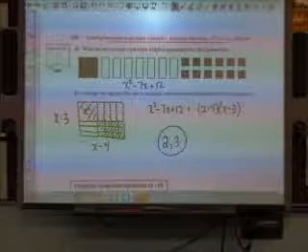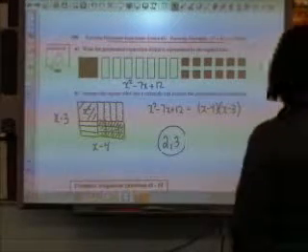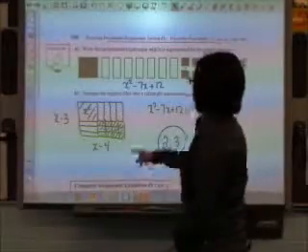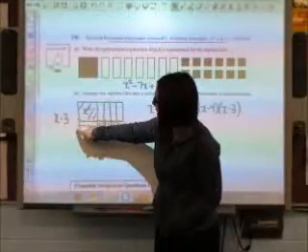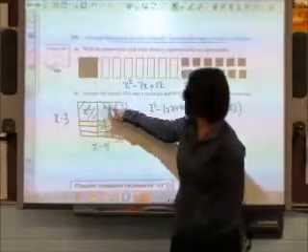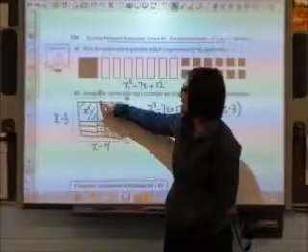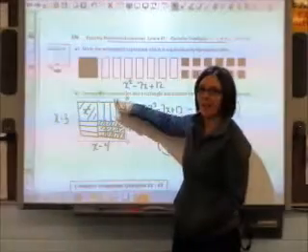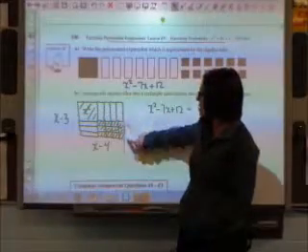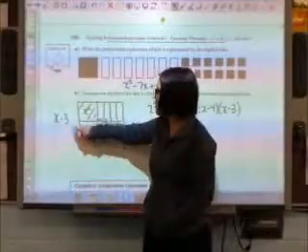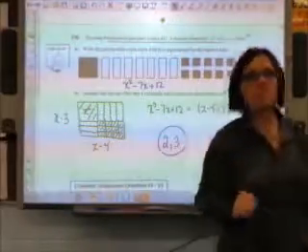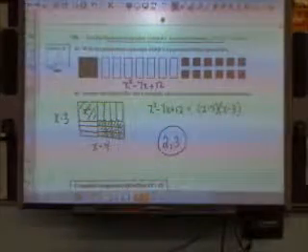Negative x. No, because this right here, this is my negative 3. And then this right here is my negative 4. Because this is my x, and then a negative 1, negative 1, negative 1. Okay, so I'm not reading it from this end, I'm reading it from this end. Okay? There we go.